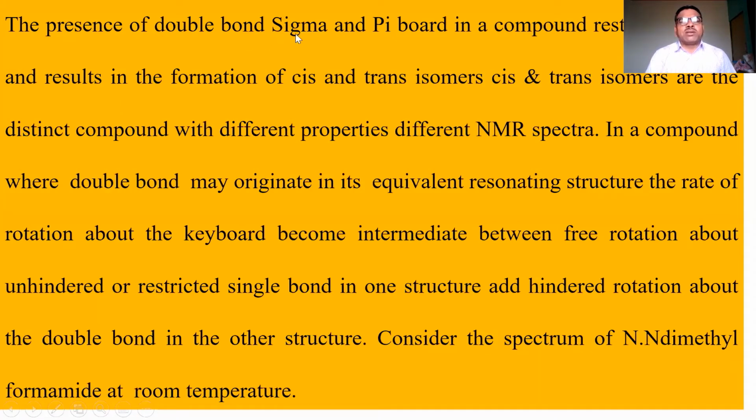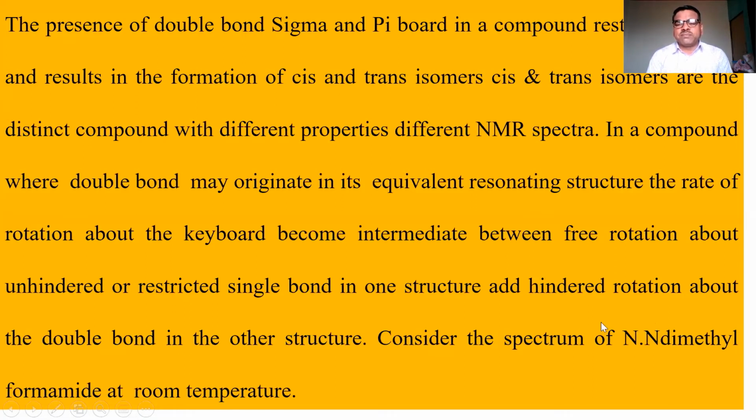The presence of a double bond, especially sigma and pi bond, in the compound restricts the rotation and results in the formation of cis and trans isomers. Cis and trans isomers are distinct compounds with different properties in the NMR spectra. In compounds where a double bond may originate in an equivalent resonating structure, the rate of rotation about the bond becomes intermediate between free rotation about an unhindered single bond in one structure and hindered rotation about the double bond in another structure.